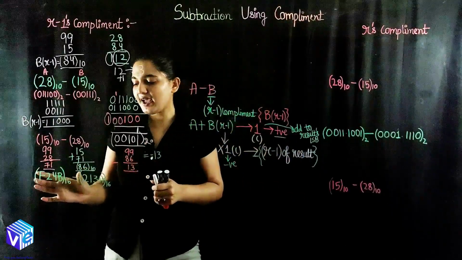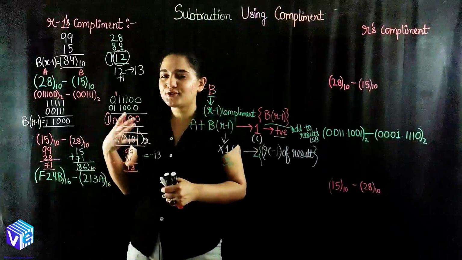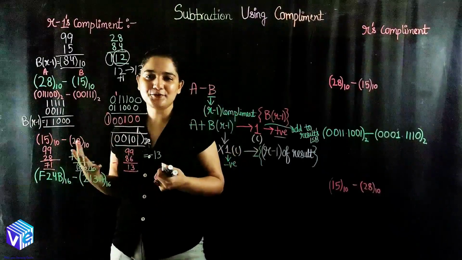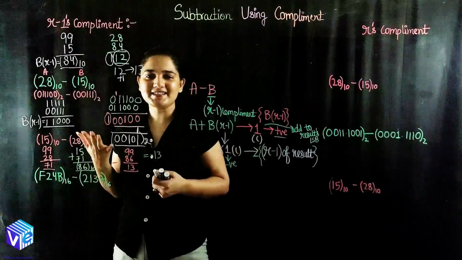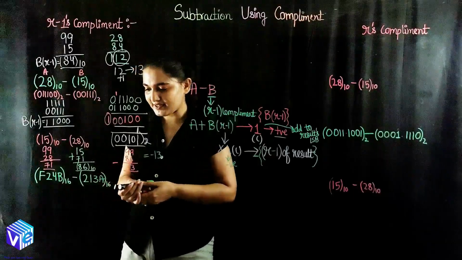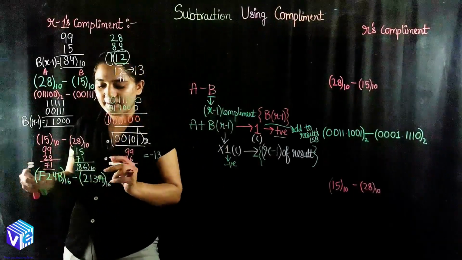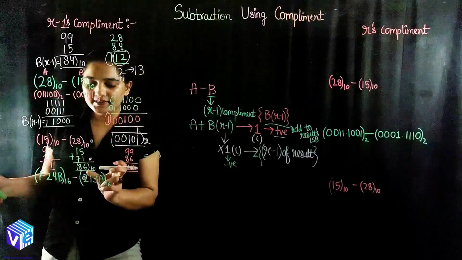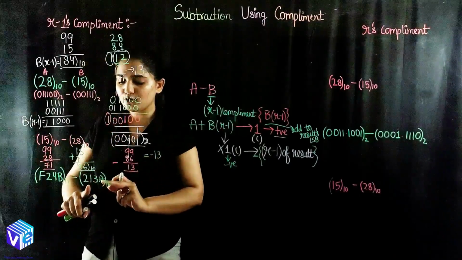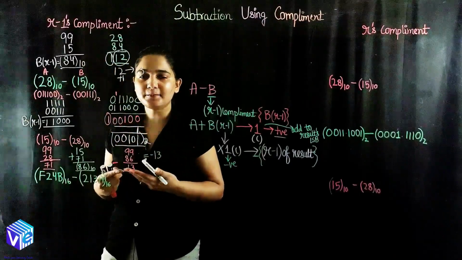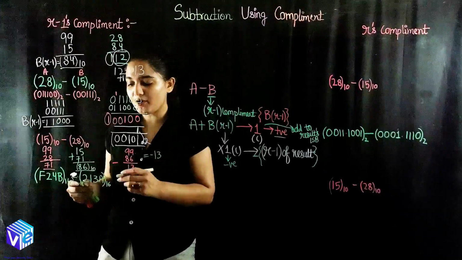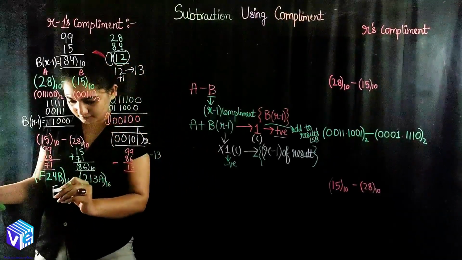Okay, so here we have the hexadecimal numbers. So we will be seeing how we can compute the r minus 1 complement subtraction of hexadecimal numbers. Okay, so we have 213A. First I have to compute the r minus 1 complement. So here, from which I will be subtracting? I will be subtracting it from FFFF.